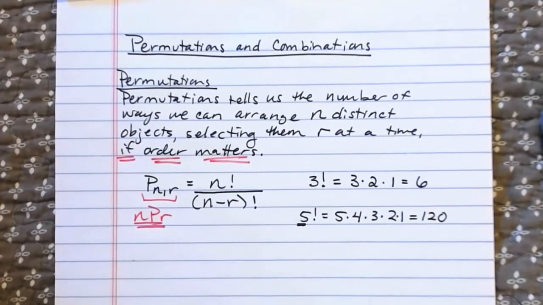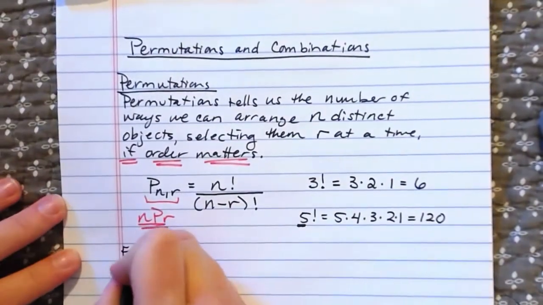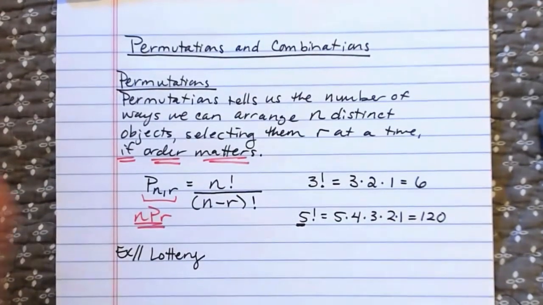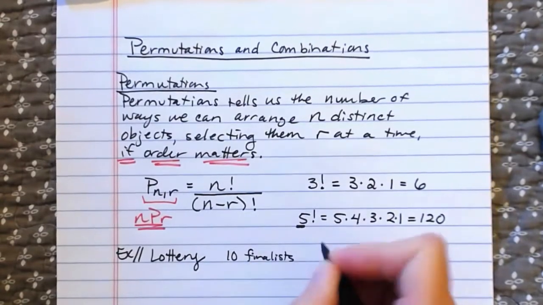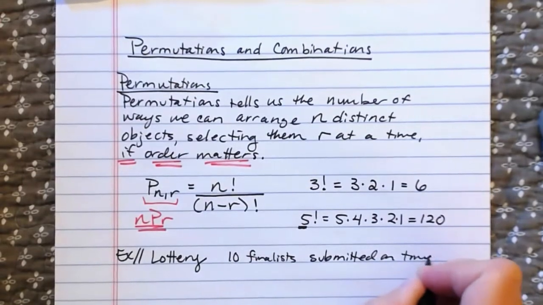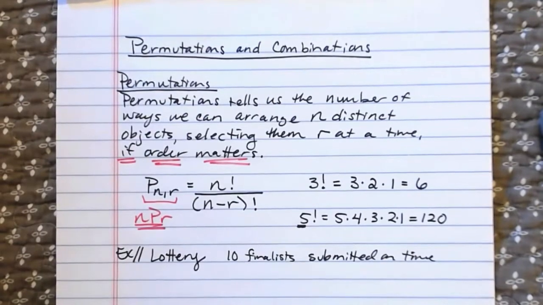But let's talk about permutations and when we might use them. And how can we tell that it's permutations rather than combinations? Okay, how do we know that kind of stuff? So let's take a look at, let's see, here's a lottery example. So we have a lottery, and in this lottery there are 10 finalists who submitted tickets on time. And from those 10 tickets, there's going to be 3 winners who are drawn.